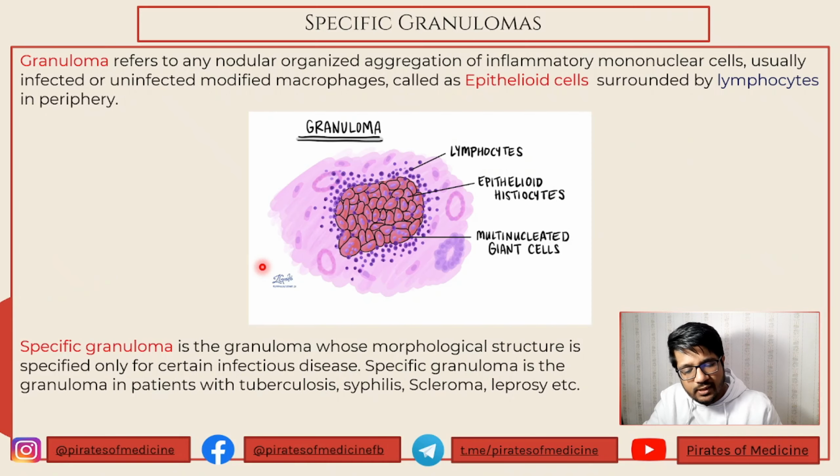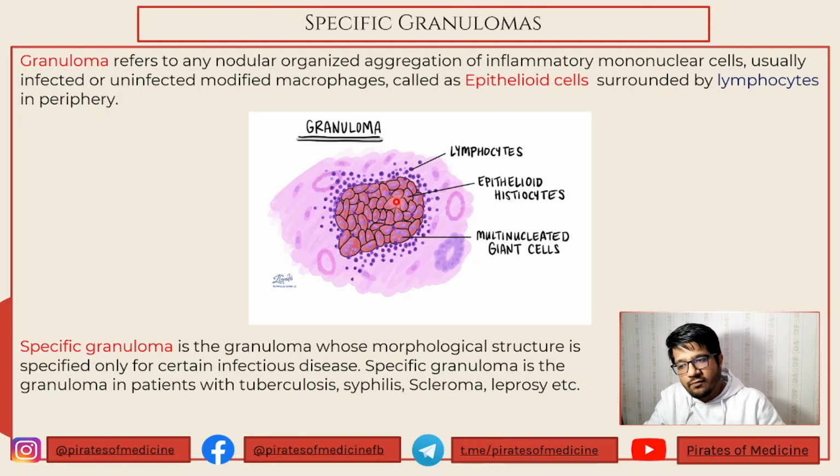So before we go to the disease, we need to understand what a granuloma is. So granuloma is a specific pathomorphological structure which consists of an aggregation of inflammatory mononuclear cells, modified macrophages called epithelioid cells, and lymphocytes in the periphery. So this is the basic structure of granuloma. So now specific diseases can have specific granulomas.